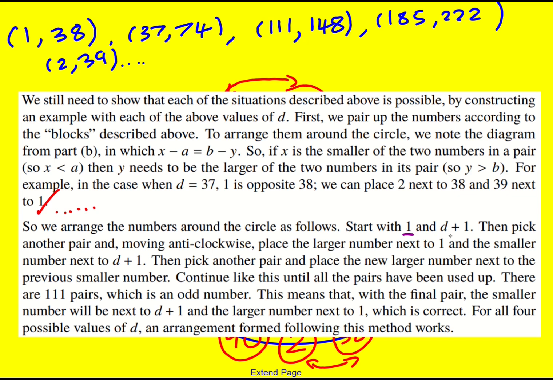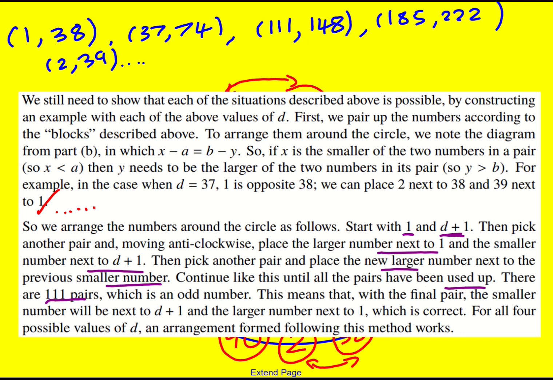So start with 1, or in our case, it was x plus 1. Then pick another pair moving anti-clockwise. You could instead go clockwise. Place the larger number next to 1 and the smaller number next to d plus 1. Place another pair and just basically reverse it. So place the larger number now next to the smaller number and so on. Continue this until everything's been used up.